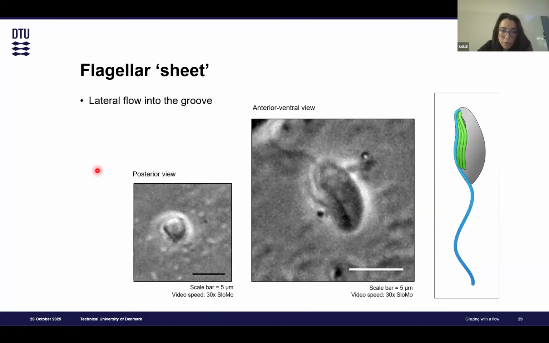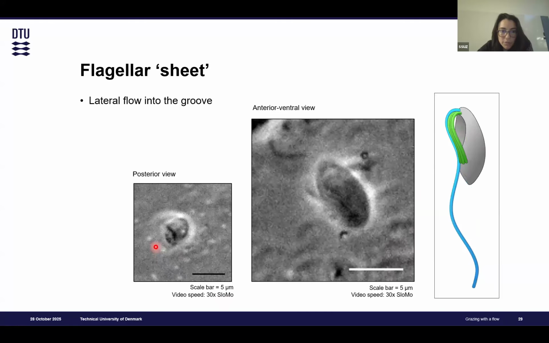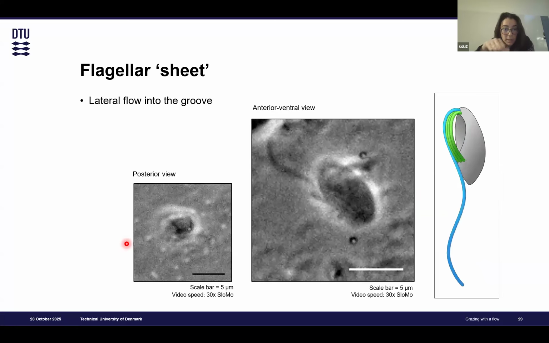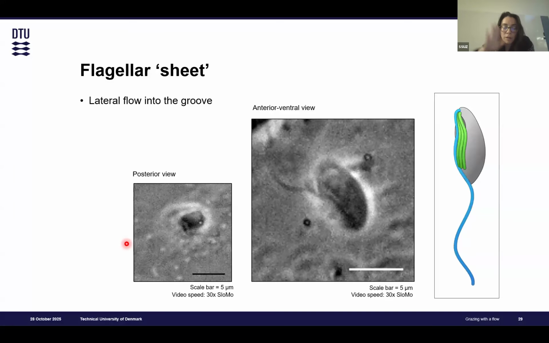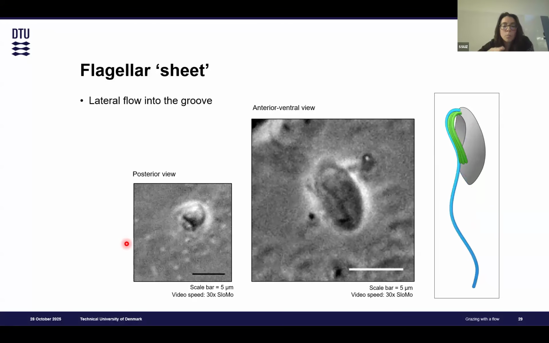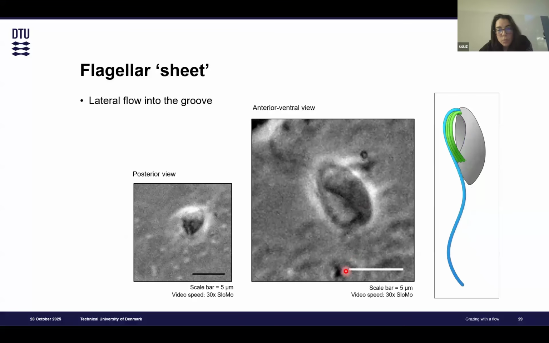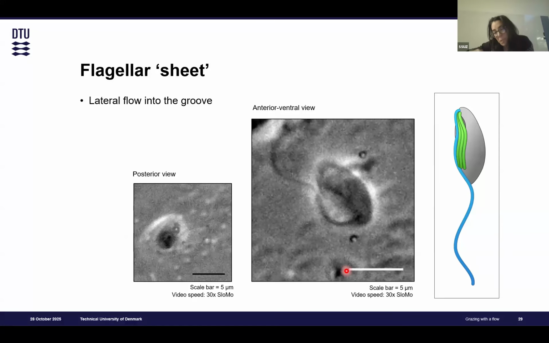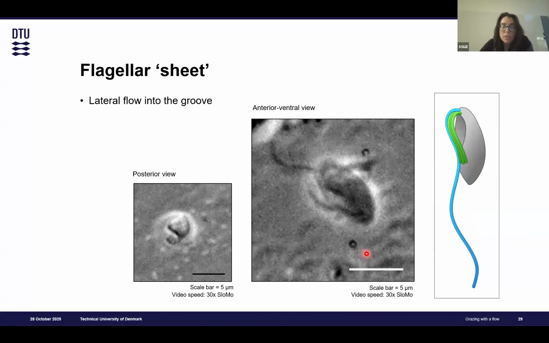So when we took a closer look, if you see in this first video here, these four flagella are always synchronized and beating as a sheet, so they're always together. And you can also see that apart from their longitudinal beat plane, they also have this kind of wave effect laterally. And then we were able to see that this lateral beating was also generating a sideways flow.